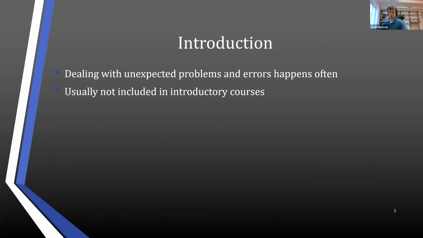So as an introduction, also a little bit of why I'm now giving this workshop, is that I think that dealing with unexpected problems and errors in your code happens very often. At least I would almost think everybody, that whenever you work on a code, things tend to go wrong. You have to see where it goes wrong and how to fix it. Sometimes this is easy, sometimes this is hard, but it's something that I tend to do on a daily basis.